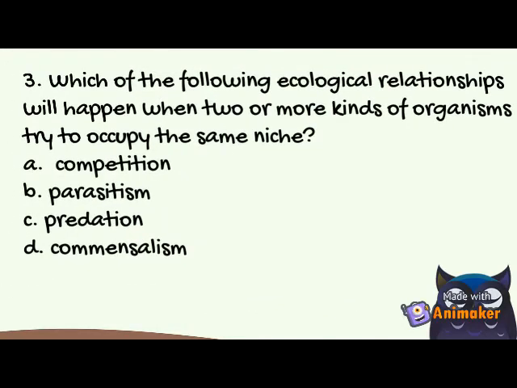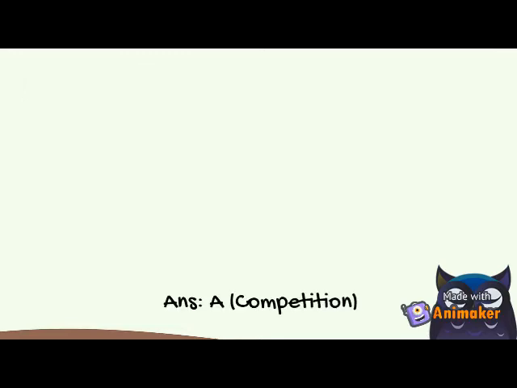3. Which of the following ecological relationships will happen when two or more kinds of organisms try to occupy the same niche? A. Competition. B. Parasitism. C. Predation. D. Commensalism. And the correct answer is letter A, competition. That's right.